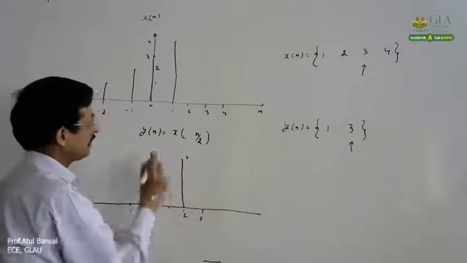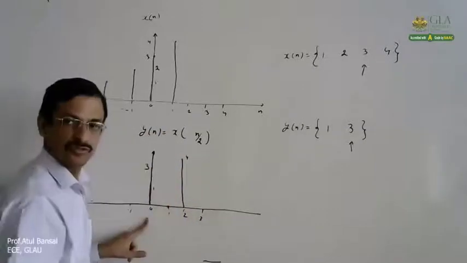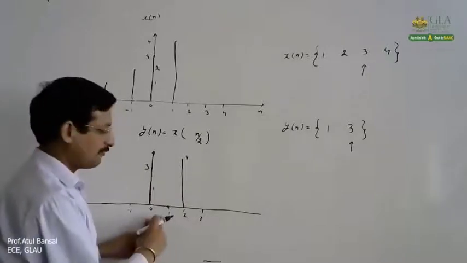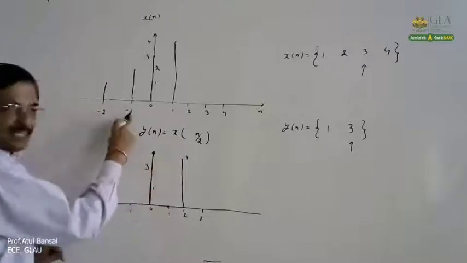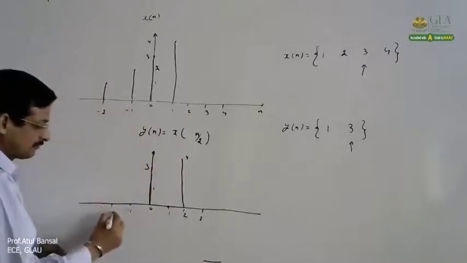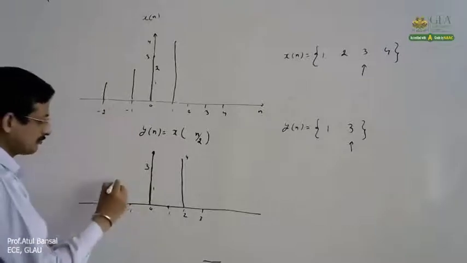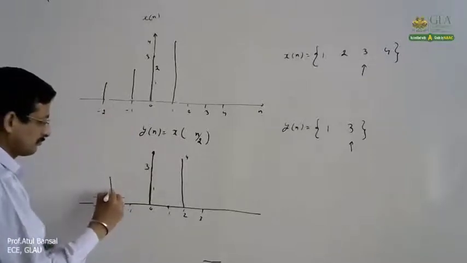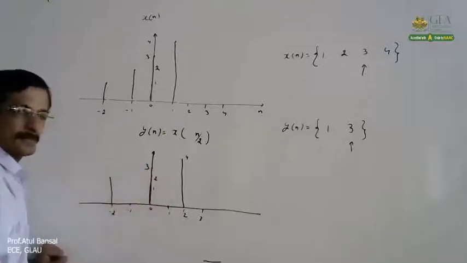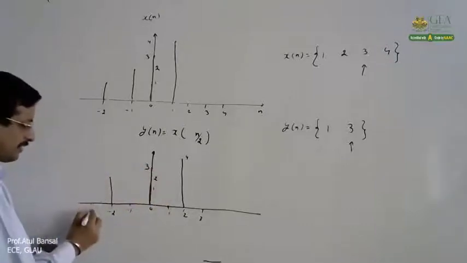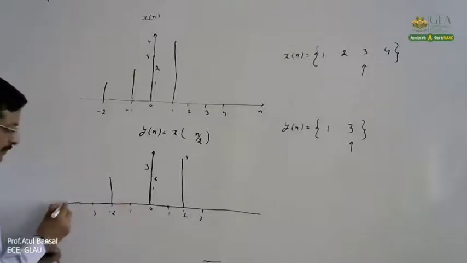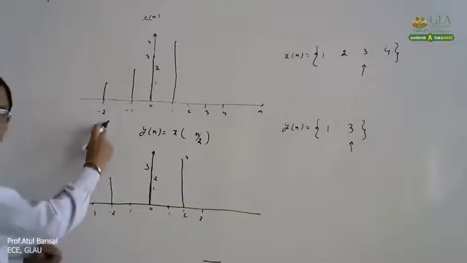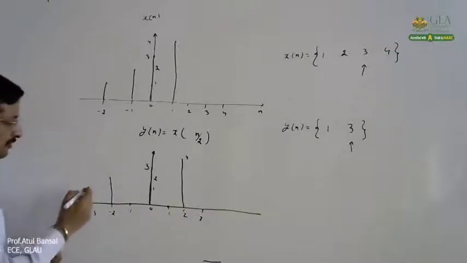And at 1, there will be 0, because 0.5 into 2 will come there, and at 0.5 nothing is defined. So this will be 0. Same way, minus 1 will go at minus 2. And at minus 3, there will again be 0. Minus 1 will be 0. Minus 2 will go at minus 4. What was this value? 1.